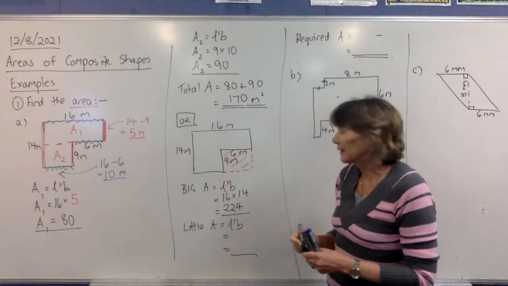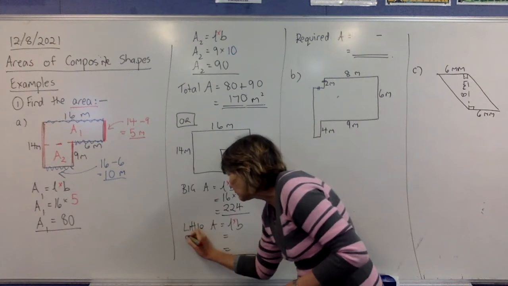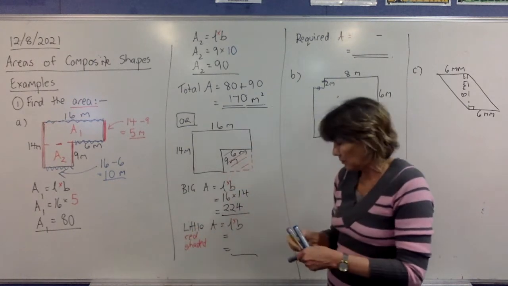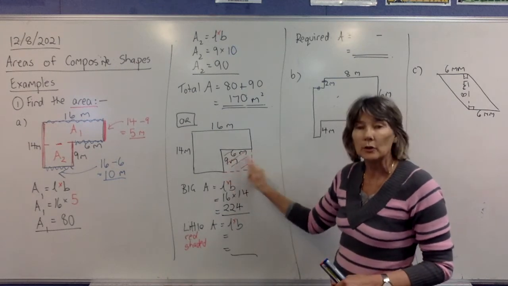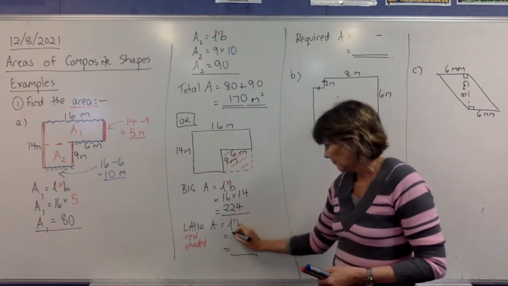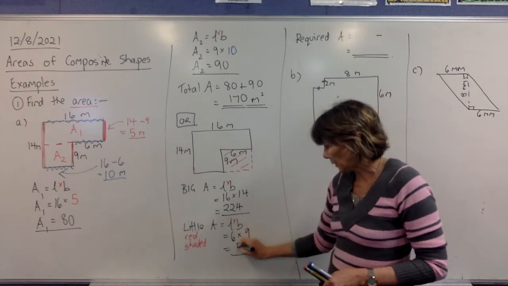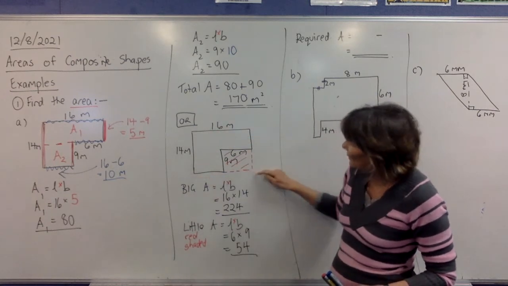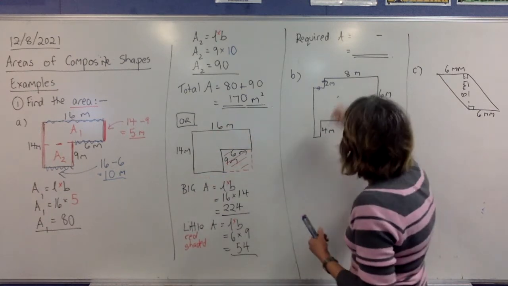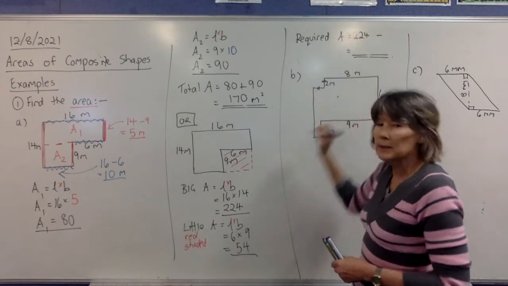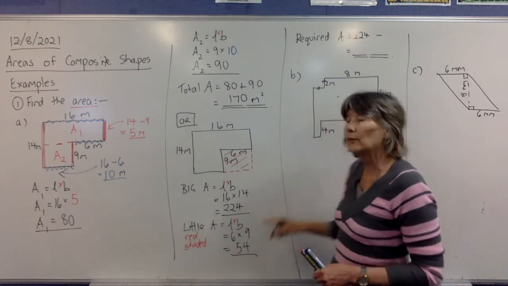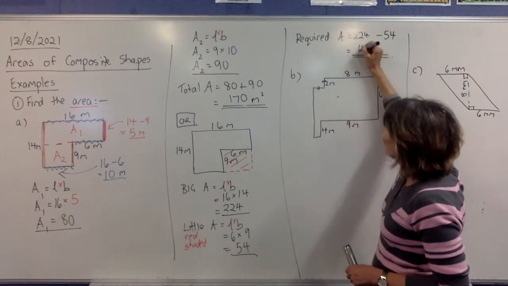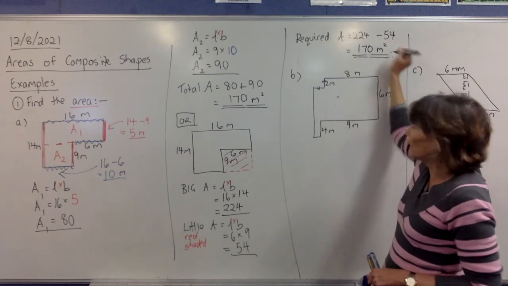So we're going to find the area of the little rectangle, the red one, the shaded one. So we're going to do length times breadth because it's a rectangle. And they've already given you those two, 6 times 9. And you can use your calculator to work that out, that's 54. So what we're doing here is we're taking the whole rectangle, which is 224, and we're taking away the area of this bit, 54. So if you do that on your calculator, you're going to get the exact same answer as we got a minute ago.